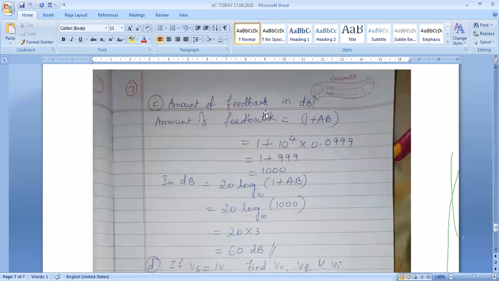The next parameter is to find the amount of feedback in dB. What is the amount of feedback in this network? It is nothing but 1 plus A beta. Now you substitute A equal to 10 raised to 4, and beta we have found as 0.0999.